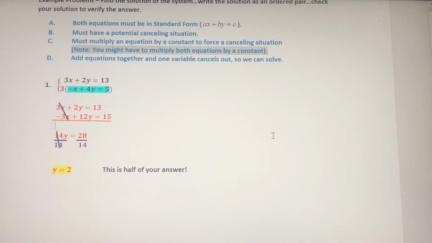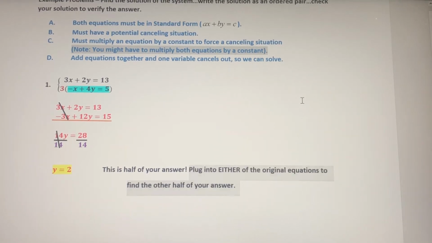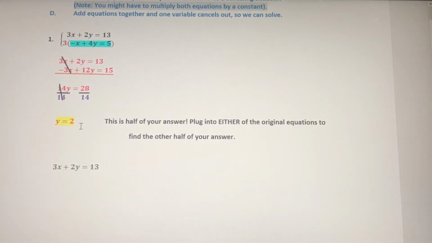So again, by this point, you should be comfortable with the rest of the process, but we'll still show it. Remember, I want to go back to one of the original equations. I'm going to choose to use the first equation here to find the other half of my answer. So I've got 3x plus 2y equals 13 that I'm going to be using. So let's substitute in 2 for y here. So I get 3x plus 2 times 2 equals 13. So that's 3x plus 4 equals 13.